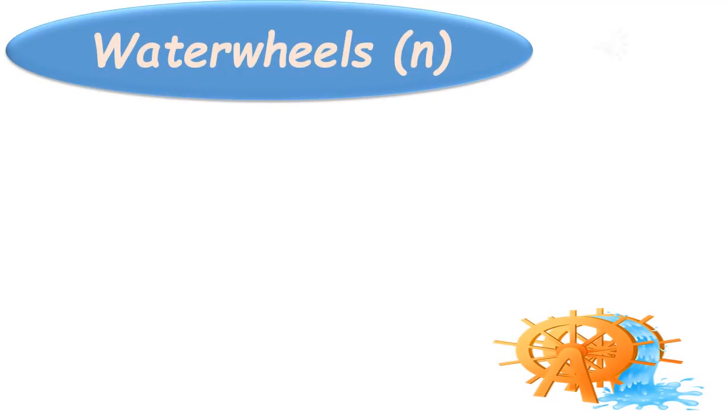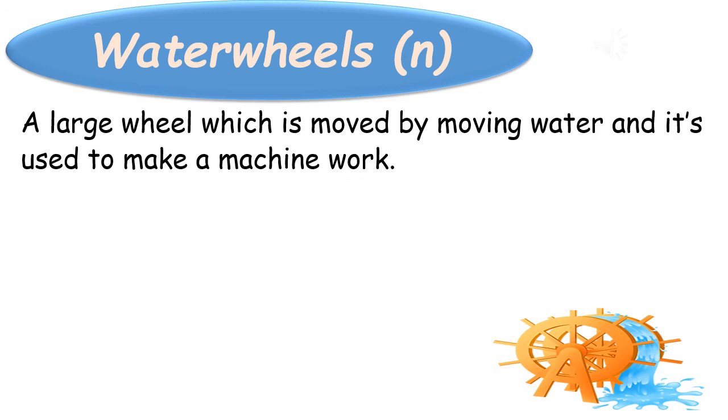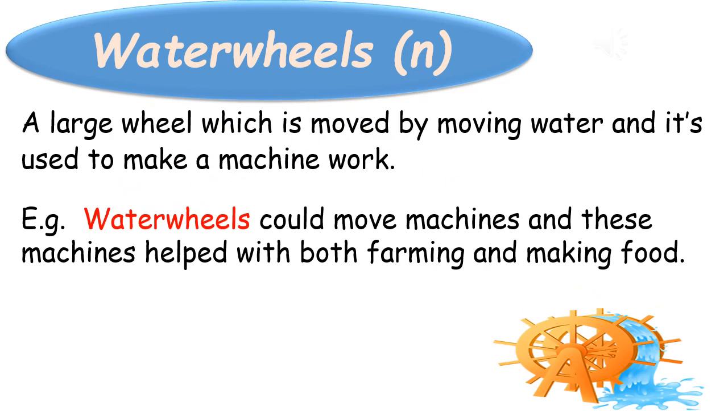Water wheels. A water wheel is a large wheel which is moved by moving water and it's used to make a machine work. For example, water wheels could move machines and these machines helped with both farming and making food.